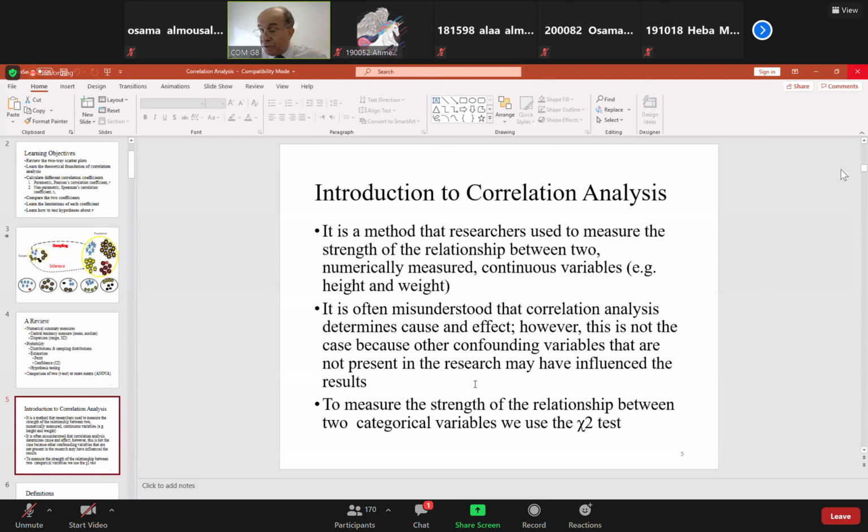Okay, where do you look for causation? If you want to look for causation, you use clinical trials. Clinical trials are really another statistical and biomedical system that can help you find which variable causes the other variable. Is that okay? Is it clear?